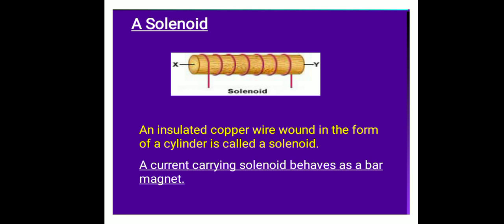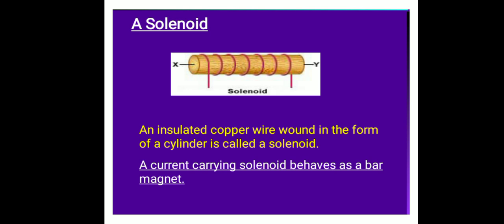Now a very important point: on what factors does the strength of the magnetic field depend? The magnitude of the magnetic field in the case of a solenoid is directly proportional to the current flowing through it. That means as the current flowing through a solenoid increases, the strength of the magnetic field also increases. Also, the magnitude of the magnetic field is directly proportional to the number of turns per unit length of the solenoid. As the number of turns increases, the strength of the magnetic field produced by the solenoid also increases. These are some important points related to the solenoid.